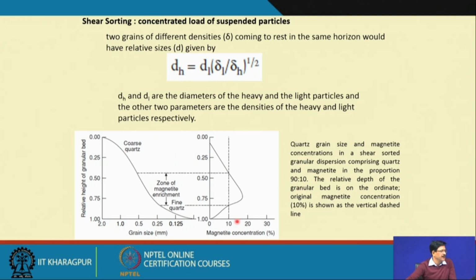So if we bring out such conditions here, the relative height of the granular bed, in any bed where they are being transported, if you see the height here, there will be a zone at a particular height within this column in which there will be an increase in the magnetite proportion. As shown here, the magnetite concentration in percentage, this line represents the original percentage of 10% magnetite. We can have in the sediment even as high as exactly double of what it was originally by this process of shear sorting.